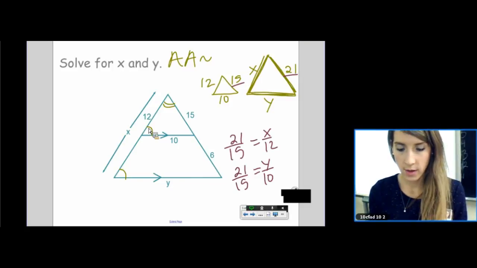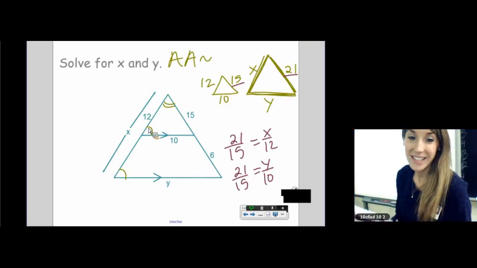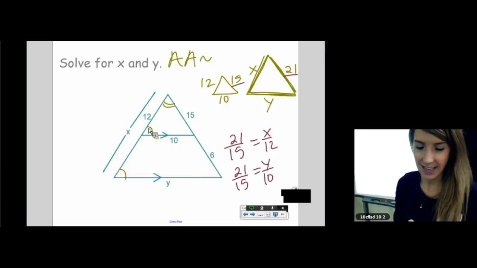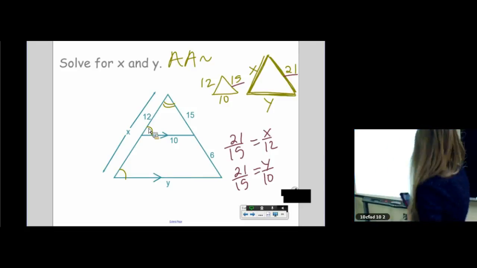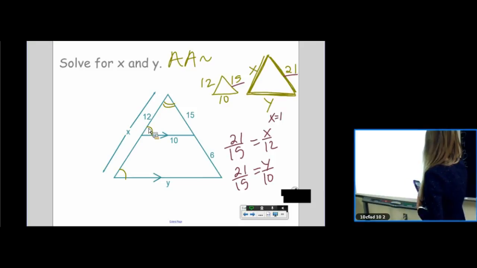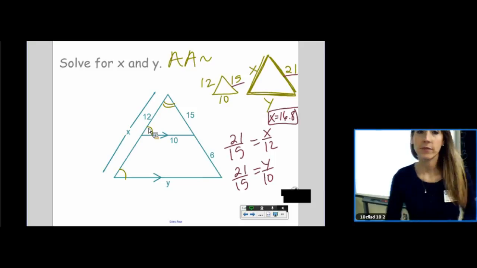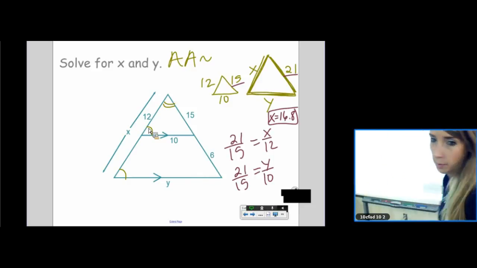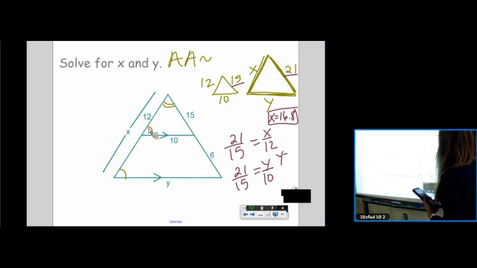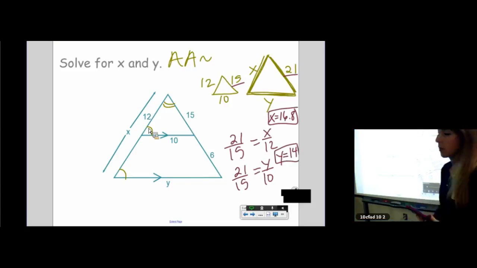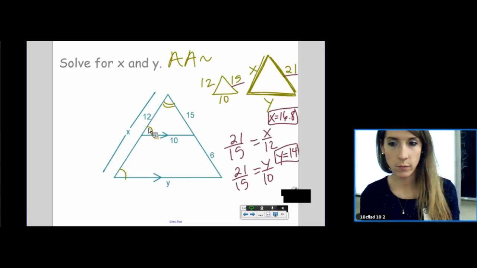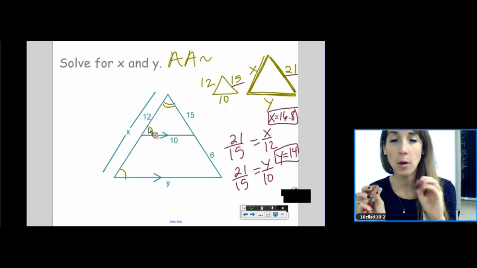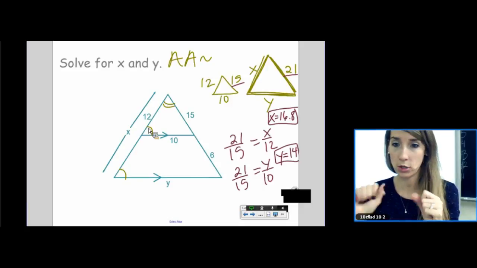21 times 12 divided by 15. What's x? Yes, 16.8. Alright, x is 16.8. You will notice, in the rest of our time in geometry, we will have answers that are not always whole numbers. Yes. And y, cross multiply, and you get 14. So notice, on this triangle, we needed to draw them separately and set up a nice proportion. That way we didn't make any mistakes with using a partial side.